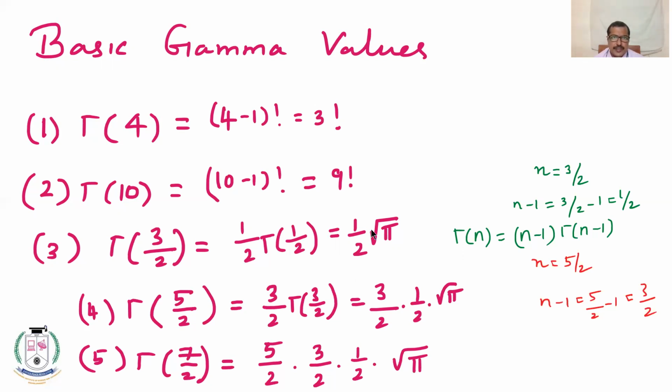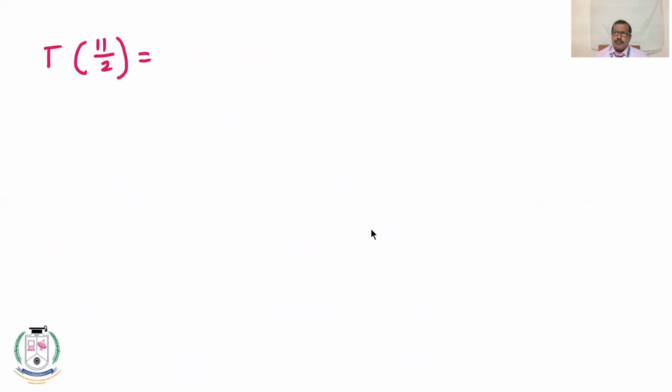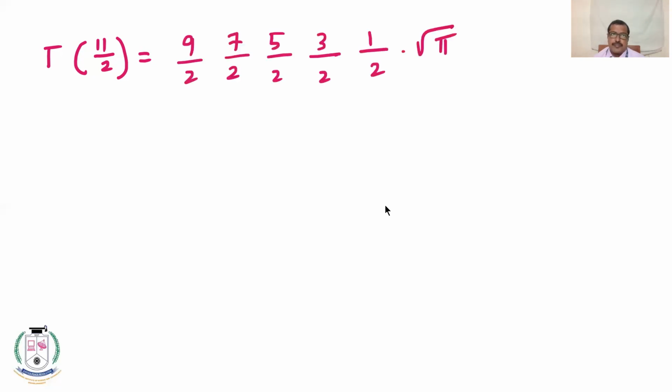Just continuing with this, gamma of 11 by 2. Numerator, positive odd number, denominator 2. Start with 1 less. What is 1 less? 9 by 2. So 9 by 2, 1 less 7 by 2, then 5 by 2, then 3 by 2, then 1 by 2, multiplied by root pi will be its value. Just let us check. 9 by 2, 7 by 2, 5 by 2, 3 by 2, 1 by 2, root pi.